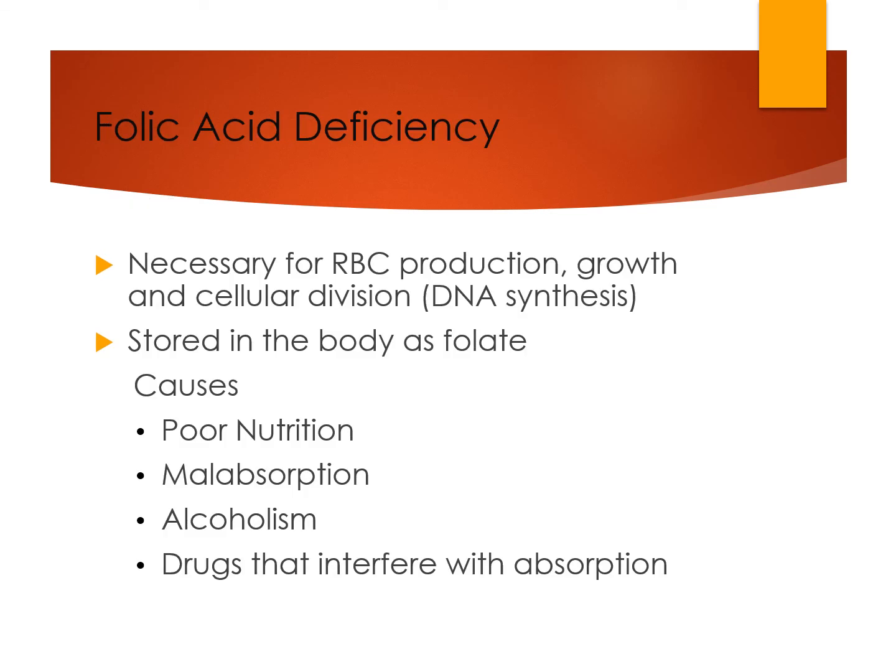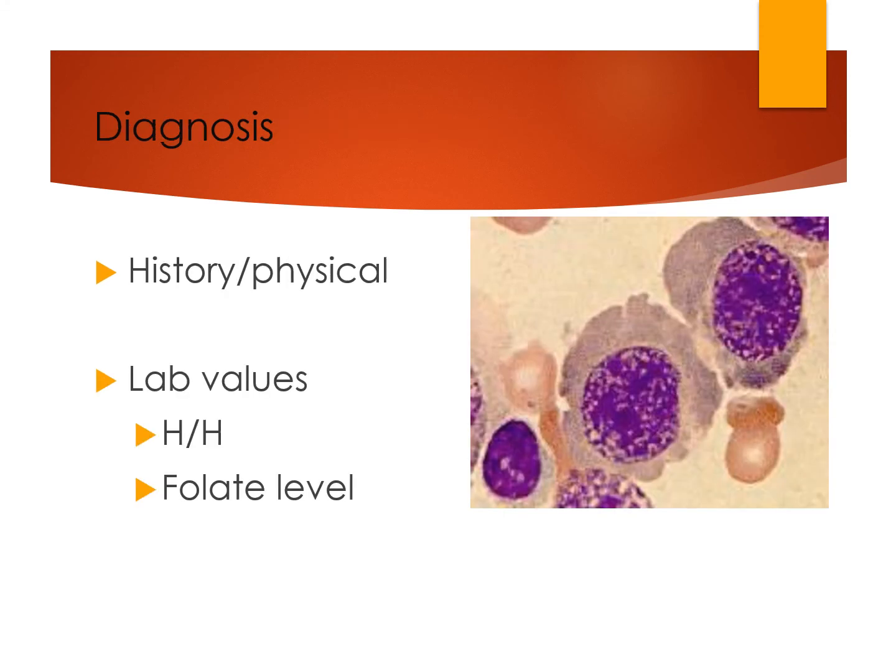Folic acid is the synthetic form of folate, which is a naturally occurring vitamin B. It is necessary for red blood cell growth and cellular division. It is stored in the body as folate. Causes of a folic acid deficiency could include poor nutrition, malabsorption, alcoholism, and drugs that interfere with absorption. Diagnosis includes a proper history and physical, looking at labs, of course, H&H, and folate levels. Folate levels you always see being done during nutritional evaluations, but will be done in the case of trying to find the cause of the anemia.